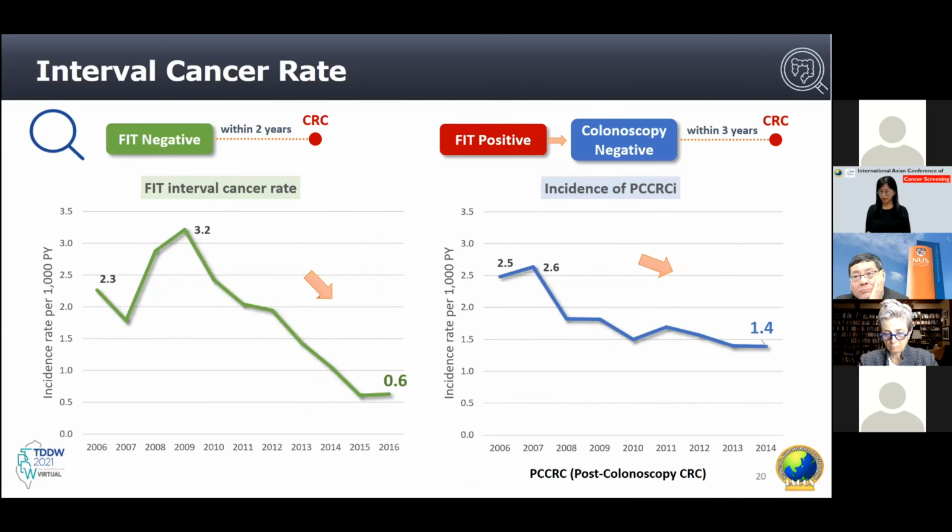We evaluate the quality of screening programs through the incidence rate of FIT interval cancer and post-colonoscopy colorectal cancer. This slide shows that the incidence of FIT interval cancer and post-colonoscopy CRC have recently decreased over time. Now, out of every 1,000 FIT negatives, 0.6 are diagnosed with colorectal cancer within 2 years. And out of every 1,000 colonoscopy negatives, 1.4 are diagnosed with colorectal cancer within 3 years.